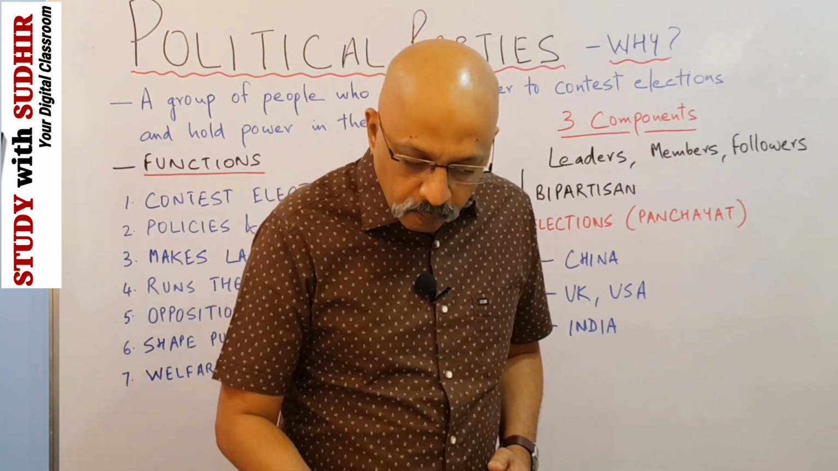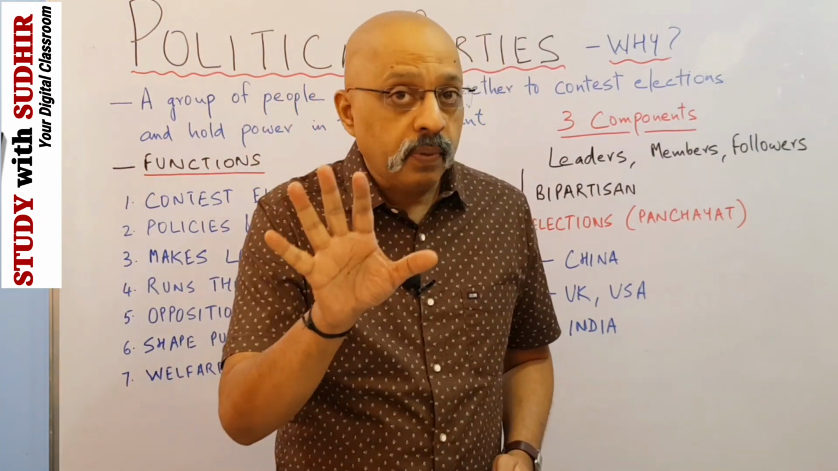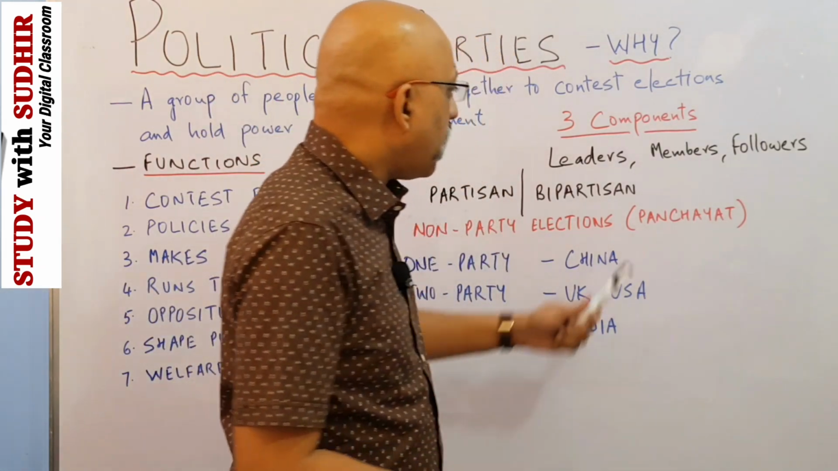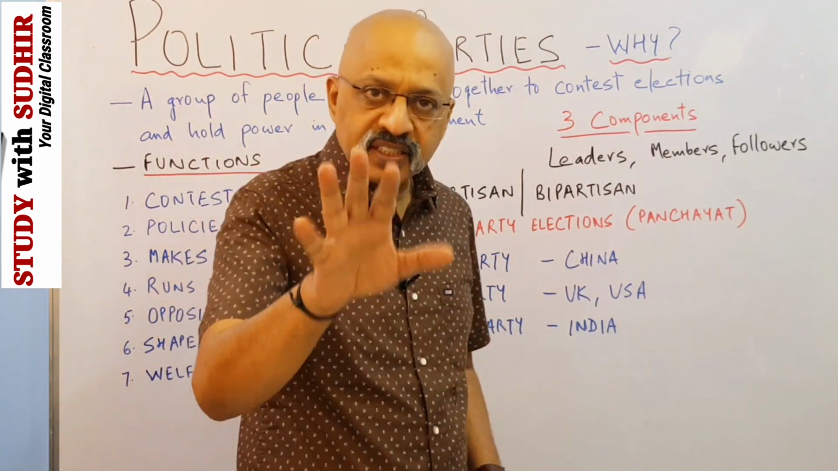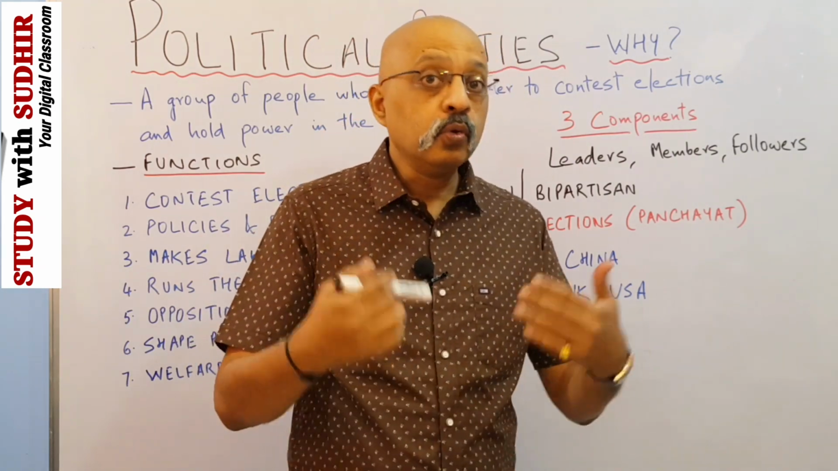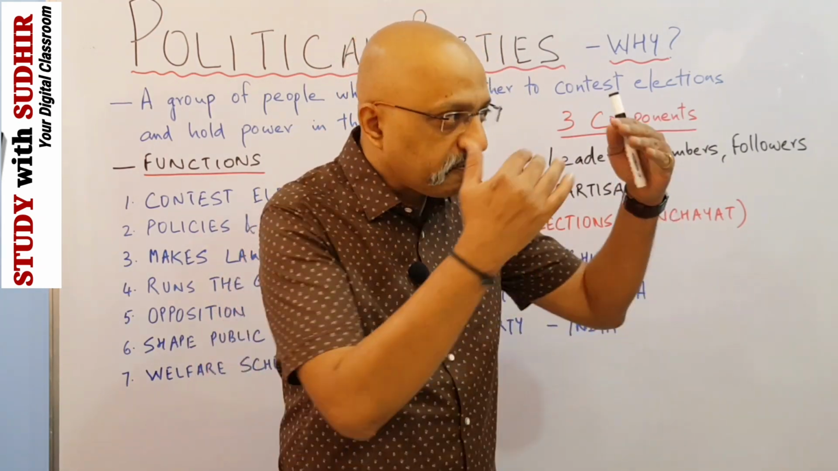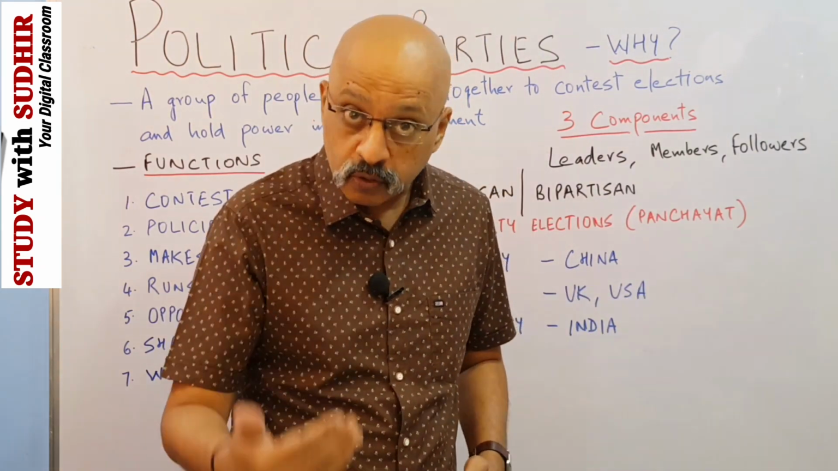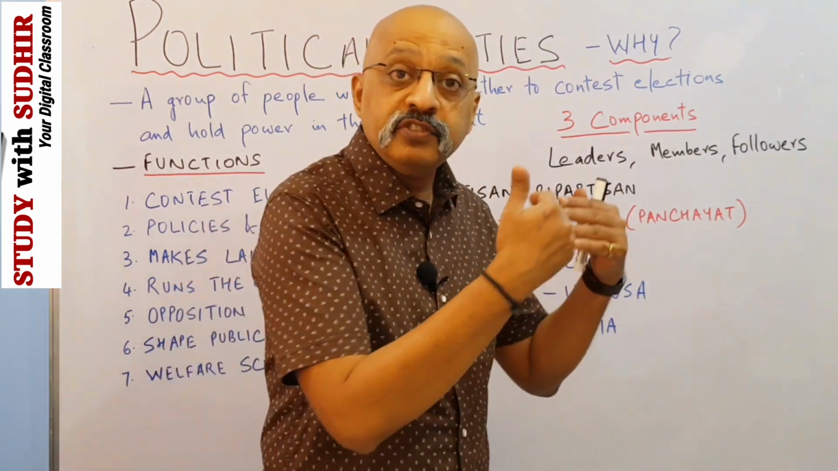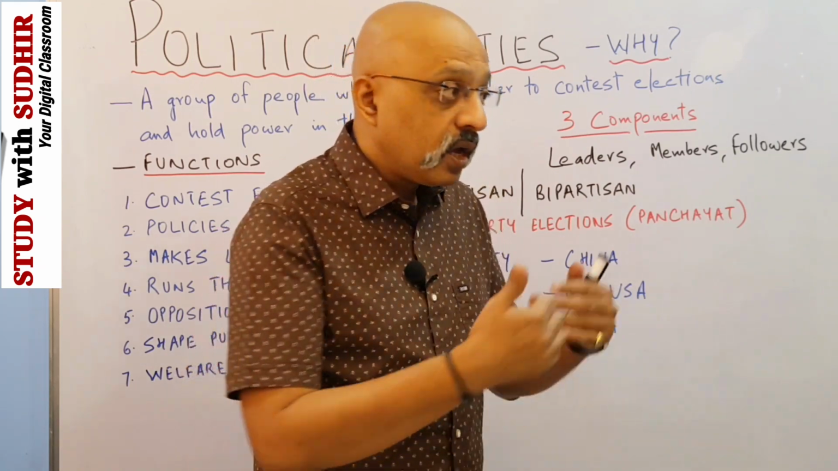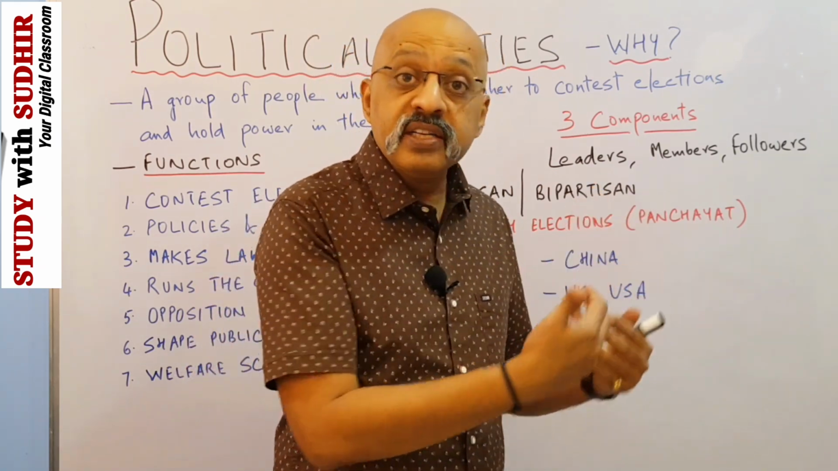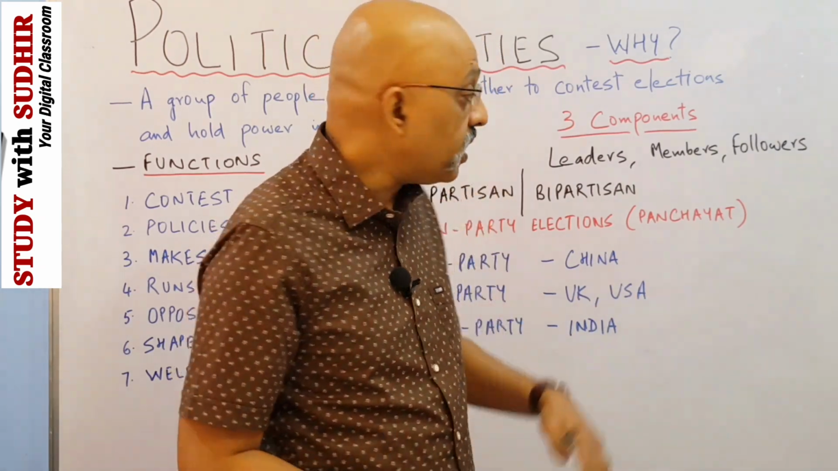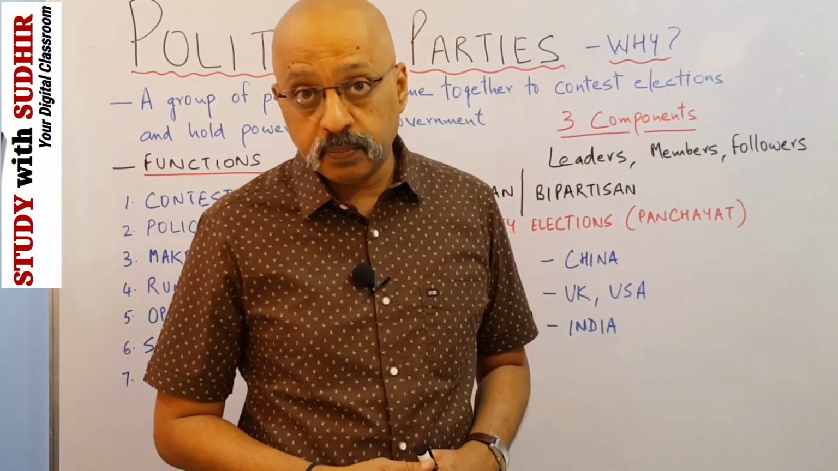Now, what all happens within a party? What are the different units in a party? You have the leaders. Let's take the example of the BJP. Who are the leaders of the BJP? You have Prime Minister Narendra Modi, you have Amit Shah, you have JP Nadda, who is now the BJP president. You will have general secretaries of the party. You will have senior leaders like Rajnath Singh, Nitin Gadkari, etc. in the party. So they are the leaders of the party.